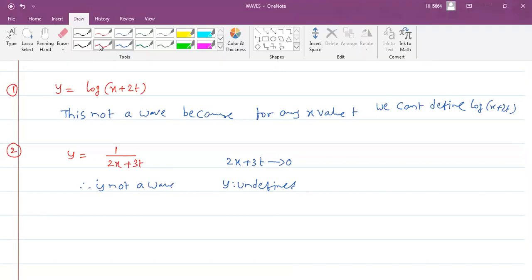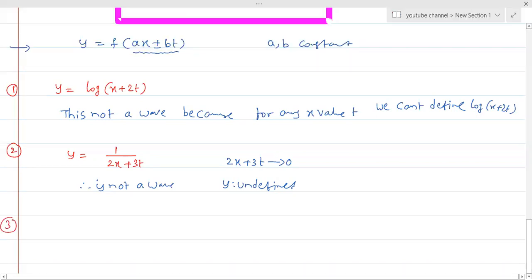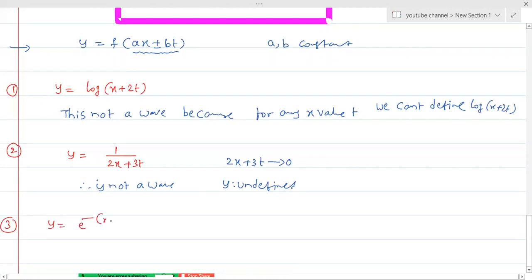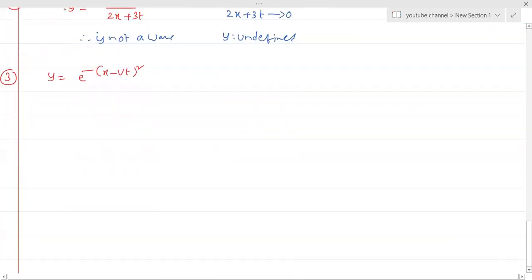For example, I am taking the next one: y is equivalent to e power minus (x minus vt) whole square.